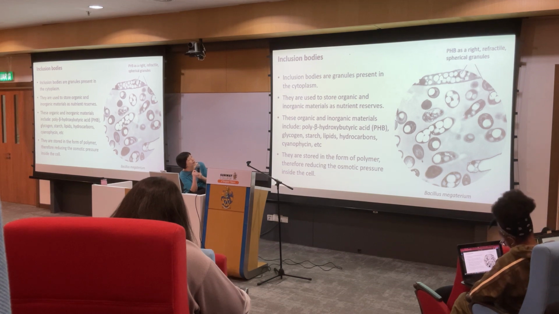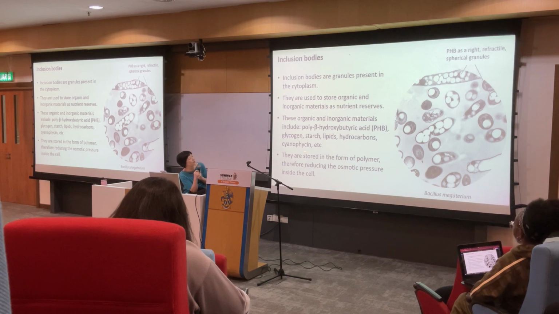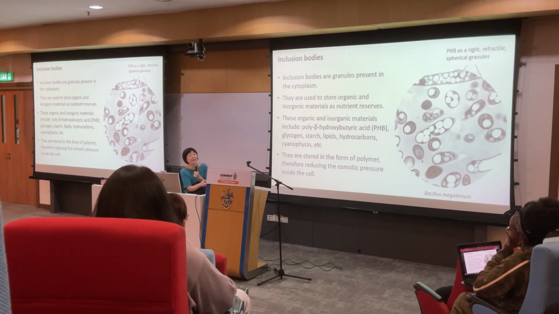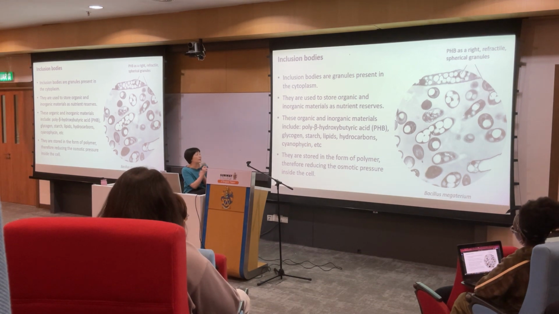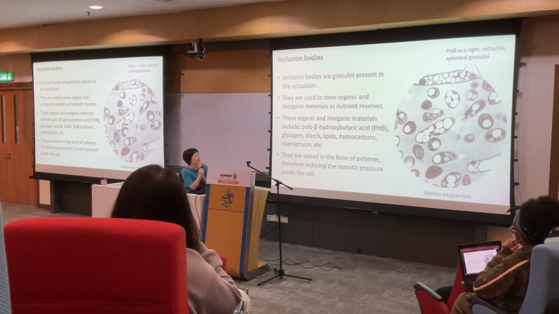So, what is inside this organic and inorganic material? They are poly-beta-hydroxybutyric acid (PHB), glycogen, starch, lipid, hydrocarbon, and cyanophycin. Cyanophycin is a compound especially present in the cyanobacteria, so that's why it's called cyanophycin. Its structure contains a lot of nitrogen, so they think this particular organic compound is for the storage of nitrogen.